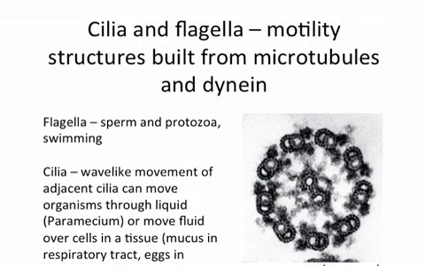Okay, so this is where we ended the other day. Cilia and flagella. These are motility structures that are built from microtubules and dynein, right? So flagella in sperm and protozoa, important for swimming, right? Cilia, this is the wave-like movement in your gut, intestinal cells. And where else are cilia? Your lungs, right? Wave-like movement of adjacent cilia can move organisms through liquid and also move fluid over cells in a tissue, like mucus in a respiratory tract, eggs in an oviduct.